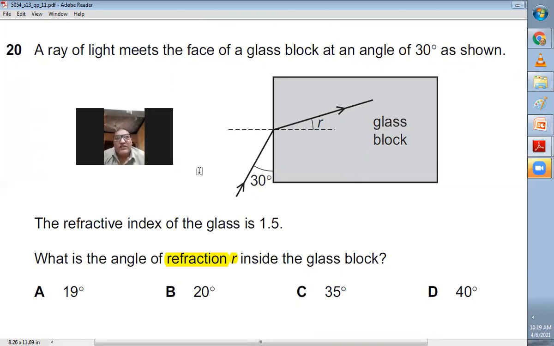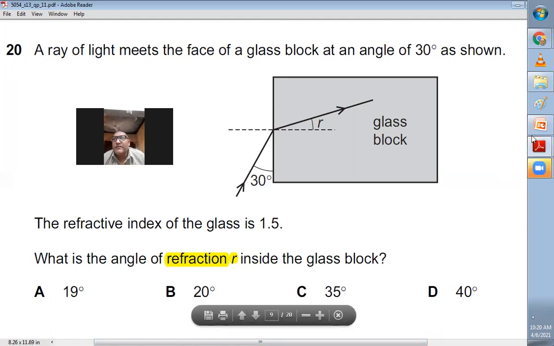The formula for the refractive index is very famous. N is equal to sine I divided by sine R. In this formula, we always put the angle in the rare medium upstairs in the numerator. So the angle of incidence, because it is in the air, should be upstairs. So I will have sine of 60 divided by sine of R equals 1.5. I will cross multiply and solve it for R.